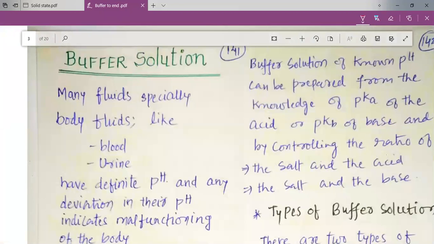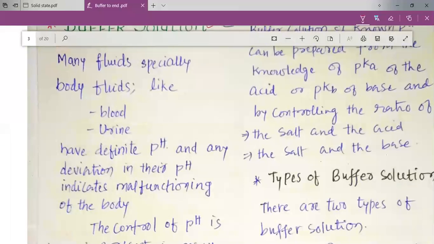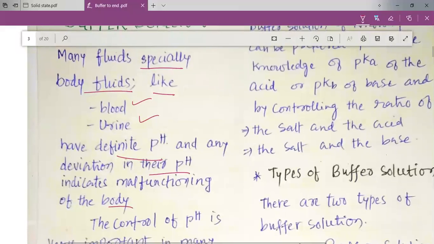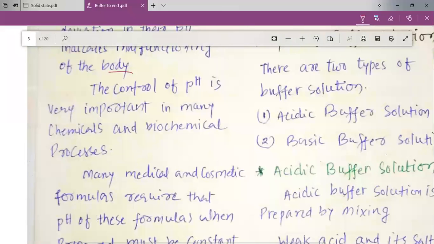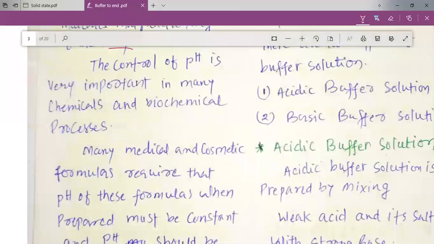So now, my dear students, we want to start studying a new topic known as the buffer solution. Let us look into this buffer solution. Many fluids, especially body fluids like blood and urine, have a definite pH, and any deviation in their pH indicates malfunctioning of the body. So when we do a laboratory test of our blood and urine, and if the pH of blood and urine is found to be deviated, then we can say that there is something wrong going on inside the body. The control of pH is very important in many chemical and biochemical processes.